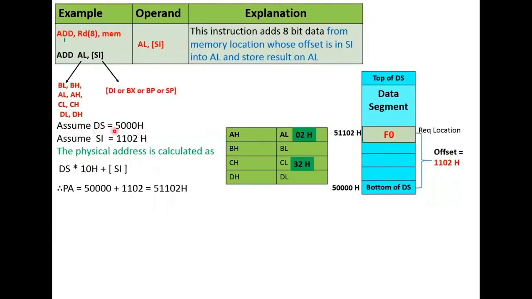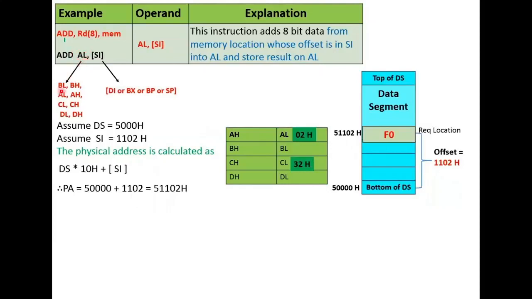So those pointers are used to point to the stack segment, and SI, BX and the like are used for data segments. So we are going to assume here SI is given. What are we going to perform here? We are going to perform 8 bit addition again, because here AL is given. So this is an 8 bit general purpose register.